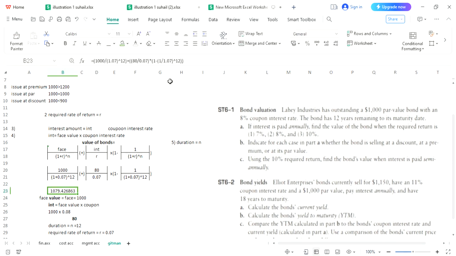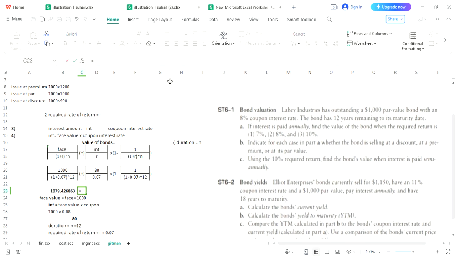This would be your answer, 1079, and this formula is actually the value of the bond. Is equal to is very crucial. It cannot be used easily in Excel, so we can write directly the value of bond. All right, so please try to understand the formula, try to understand how to enter these inputs on a calculator, and how to get the value.